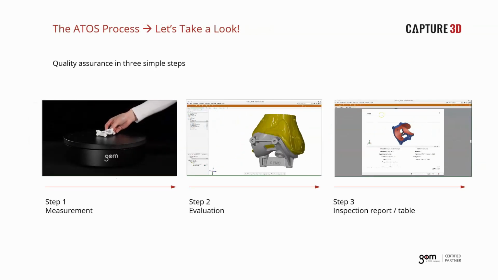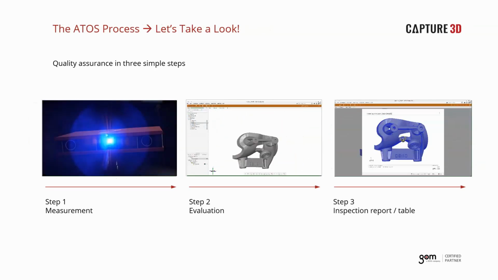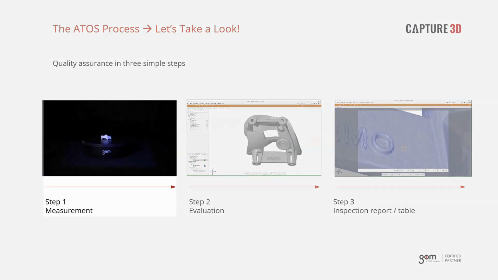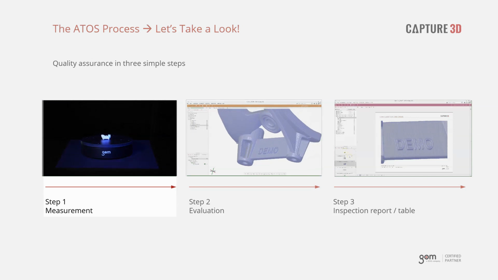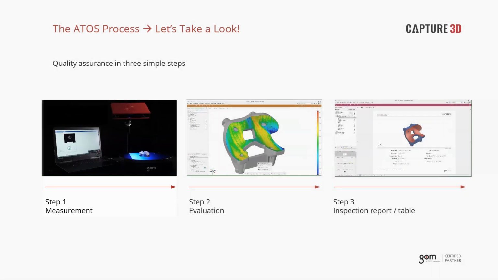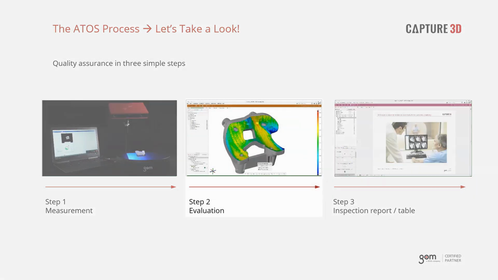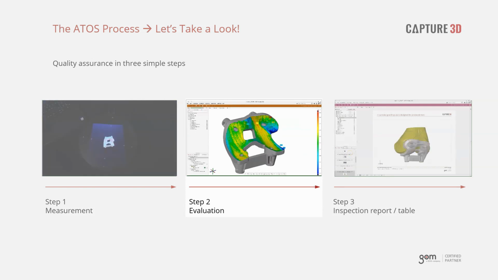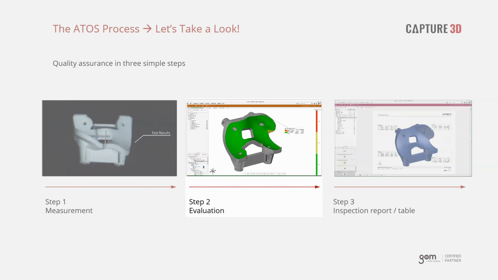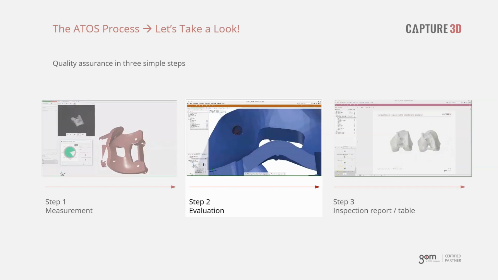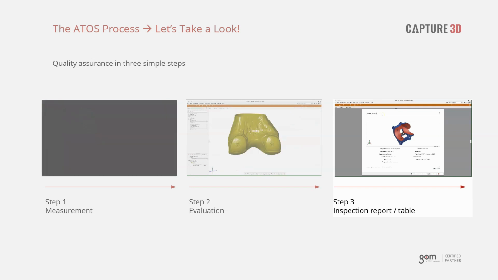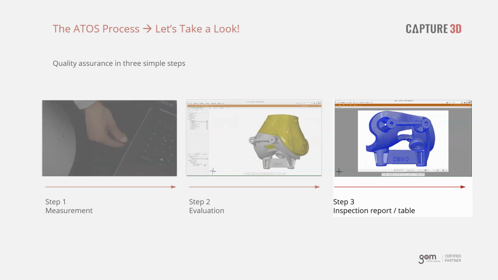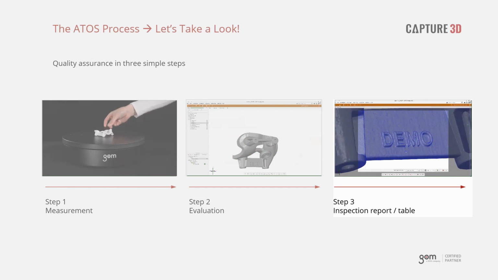So let's take a look at the ATOS process. It really can be broken down into 3 easy steps. First, you have the data collection step, and this is where the shape of the part is realized into its digital twin. From there, we'll move on to the evaluation process, and this is where we bring in the CAD model and align the measured part into a common coordinate system with CAD. Once the 2 objects are aligned in space, we move on to step 3. This is where you can visualize your inspection or output your choice of report format.